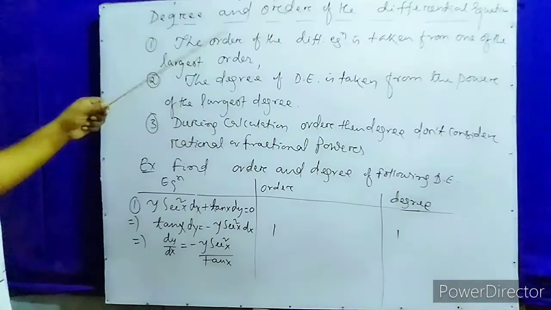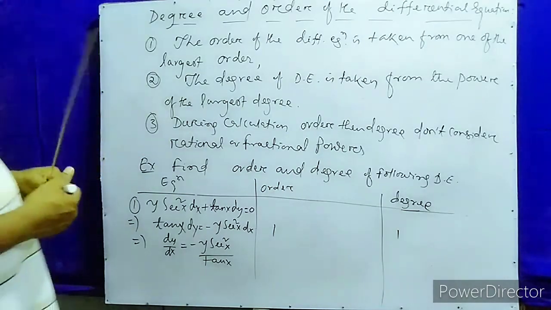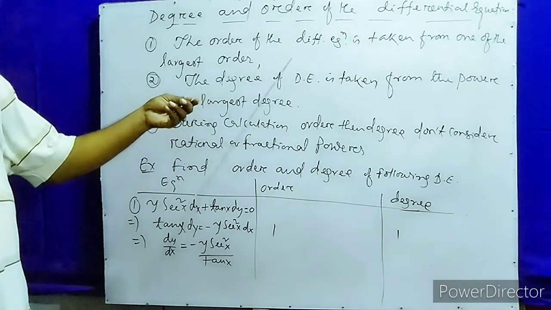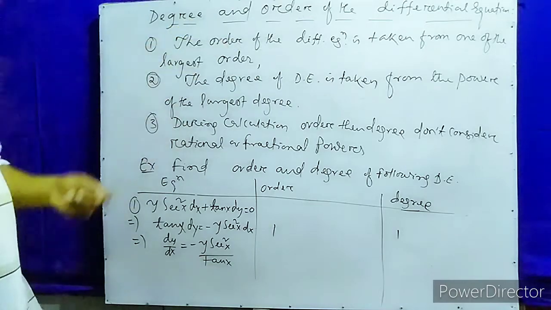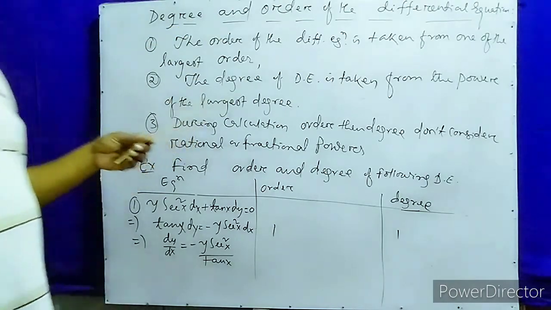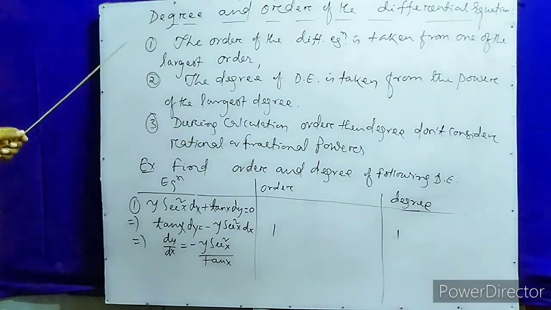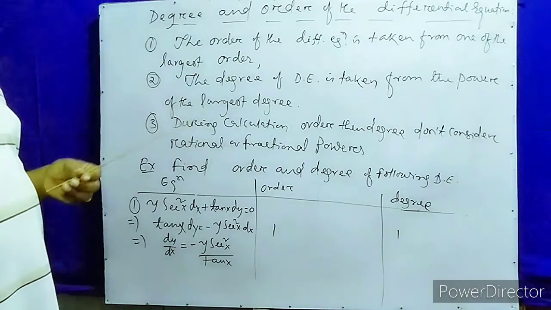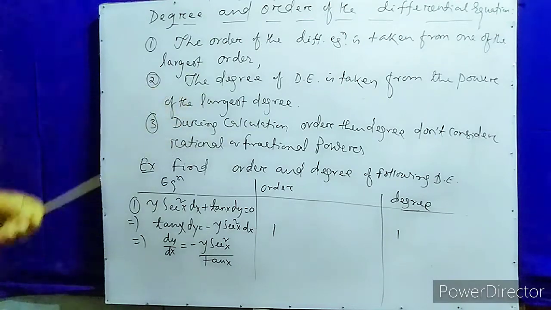I have told you dy by dx is the first order, d square y by dx square is the second order, third order is d cube y by dx cube, and fourth order is d fourth y by dx fourth. In this way, these are the orders of the differential equation. So note which one is the largest order of the differential equation. Okay, this is the first one.